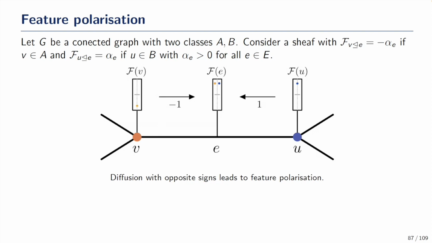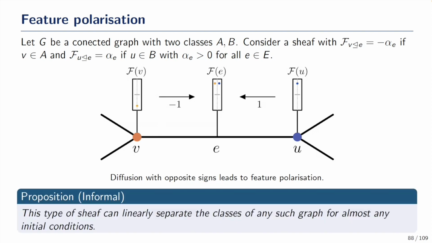But in the normalization case, that's kind of needed. Okay, so the result from this is that basically for any connected graph, we don't assume anything, could be heterophilic, homophilic, whatever. It just has to be connected essentially. This type of sheaf can separate the classes of any such graph for almost any initial conditions, essentially. So basically just pick this sheaf over your graph, but that assumes you know the labels, so that's important.